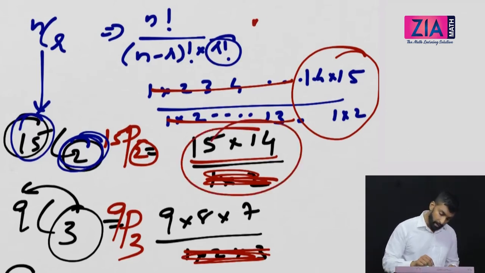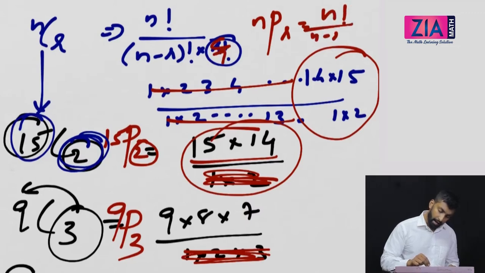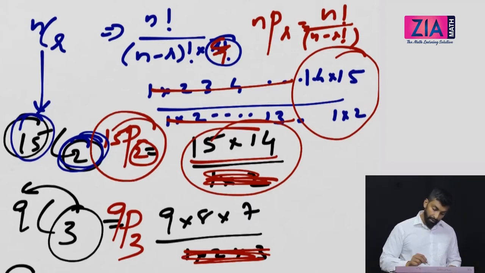Now if it is NPR, the formula is n factorial by (n minus r) factorial; you don't have the r factorial. So when you are writing 15P2, this much is getting cancelled and this much is getting cancelled.